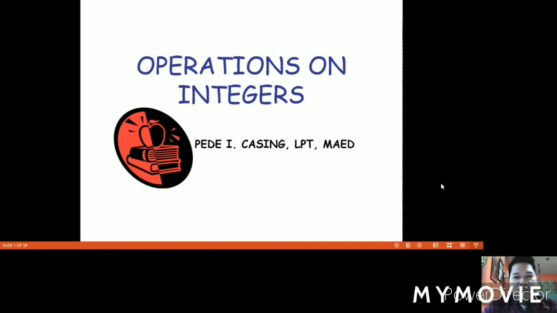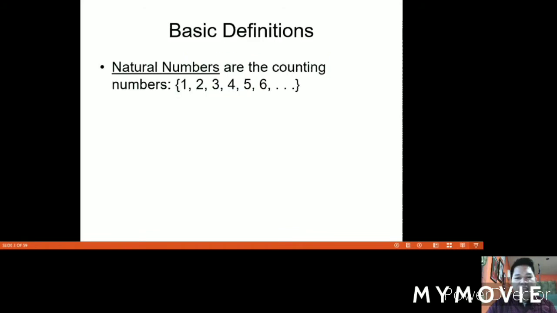So our lesson for today is all about operations on integers. As we all know, there are four fundamental operations in mathematics. We have addition, subtraction, multiplication, and division. So first, let's have a definition of integers.